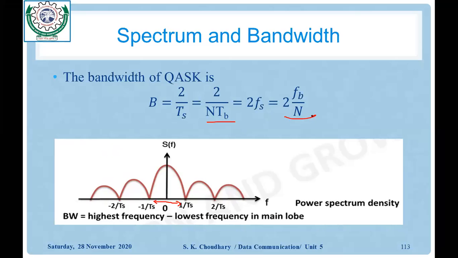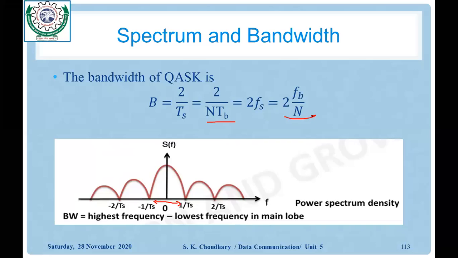and depending upon the value of n, if it is a 16 QASK, so n would be what? 4. So it is 2 Fb upon 4, or Fb upon 2. If it is some different value for the QPSK, then it would have a different value of the bandwidth. So as the number of bits increases, your bandwidth decreases. More bits are combined to create a symbol, so your bandwidth also decreases.